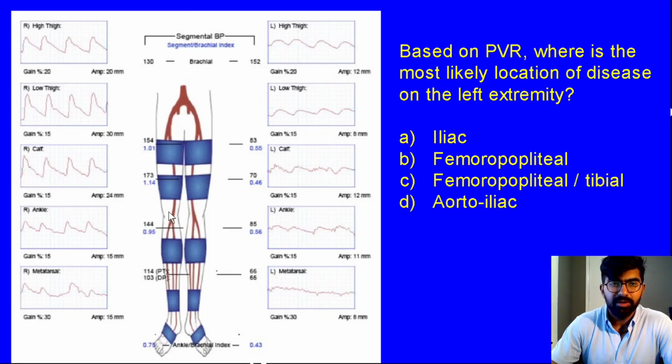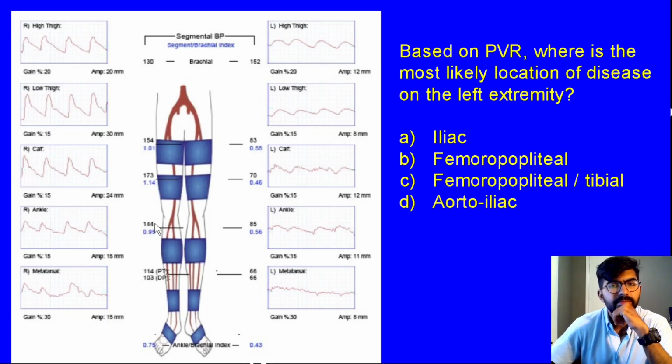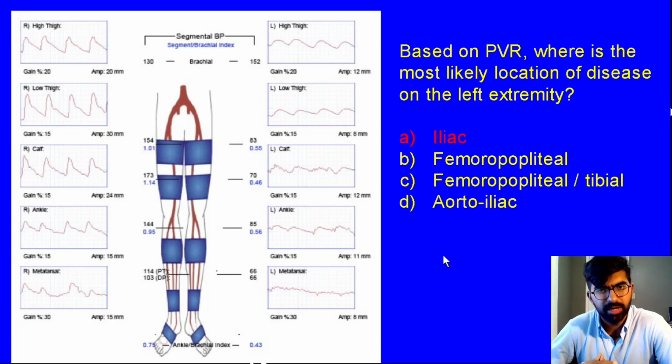Based on the PVR, what is the most likely location of disease on the left lower extremity? Now look at this carefully. Is it an iliac lesion on the left? Is it a femoral popliteal lesion on the left? Is it a multi-level femoral popliteal tibial lesion, or is it aortoiliac disease? Okay, so for those of you who said iliac, you are correct.